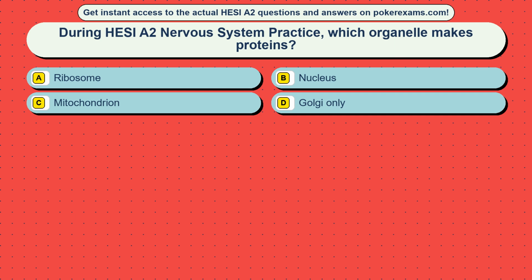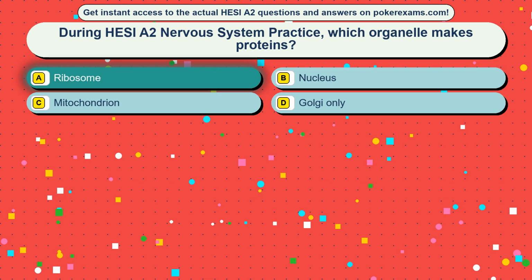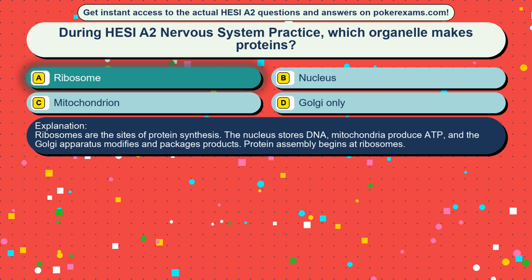Question 1. During HESI A2 nervous system practice, which organelle makes proteins? Option A, ribosome. Option B, nucleus. Option C, mitochondrion. Option D, Golgi only. The correct answer is option A, ribosome. Ribosomes are the sites of protein synthesis. The nucleus stores DNA, mitochondria produce ATP, and the Golgi apparatus modifies and packages products. Protein assembly begins at ribosomes.